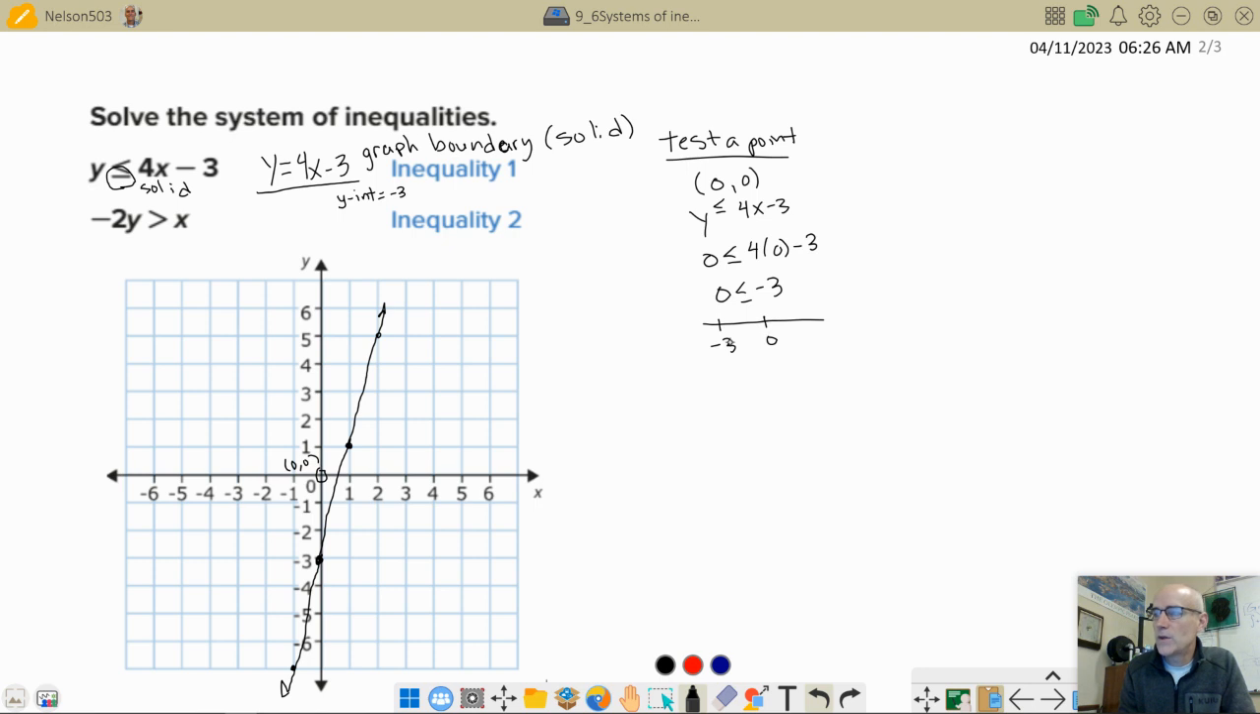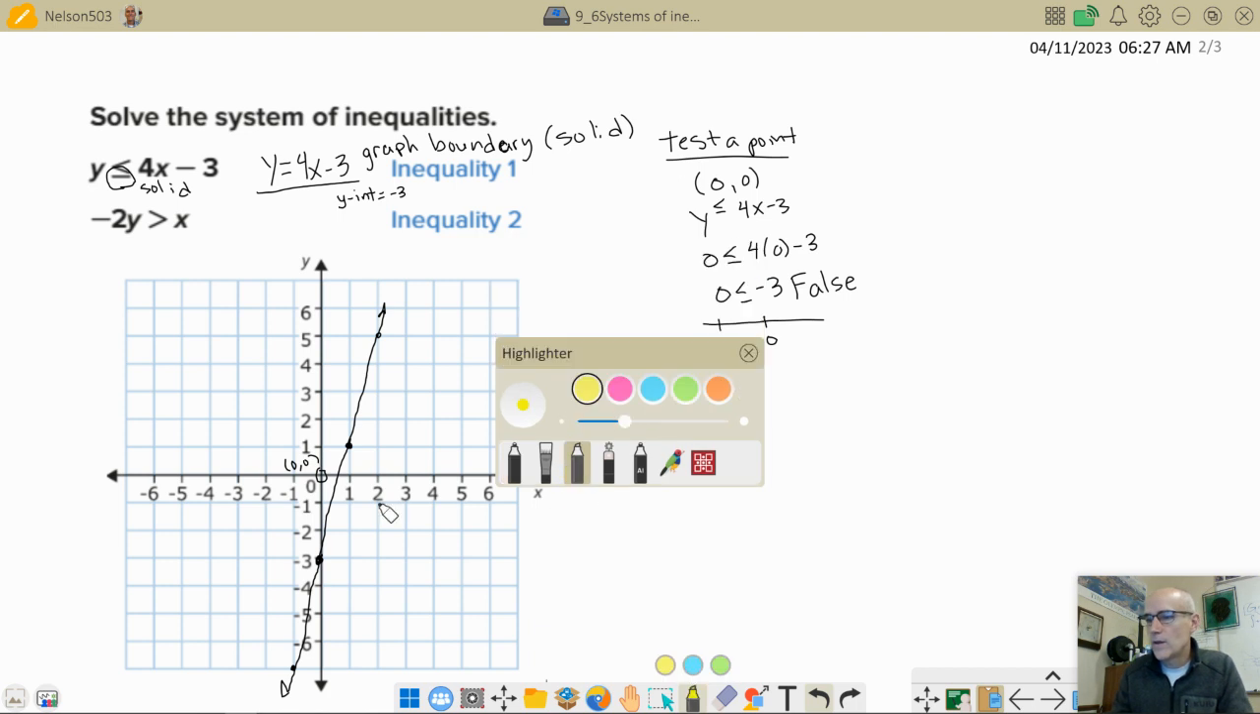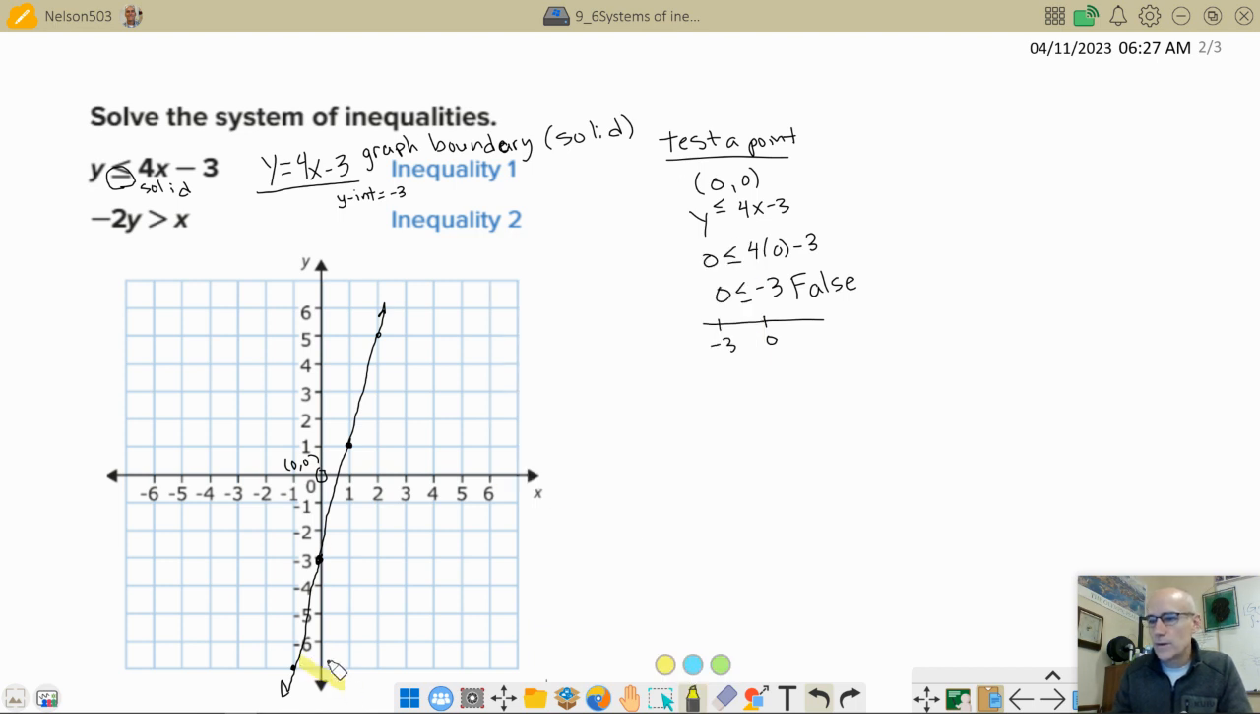So 0 is bigger than -3, and so that's false right here. It's not less than -3. So I do not want to shade in that direction. I'm going to shade in this direction over here. So I want to shade this. This is my feasible region so far for that one line.